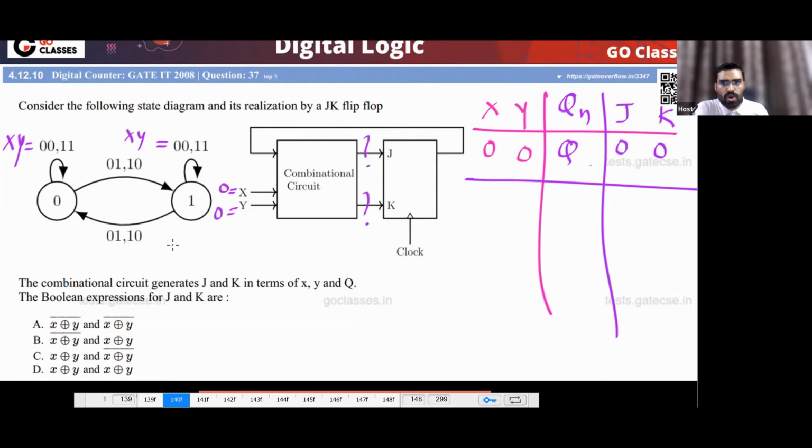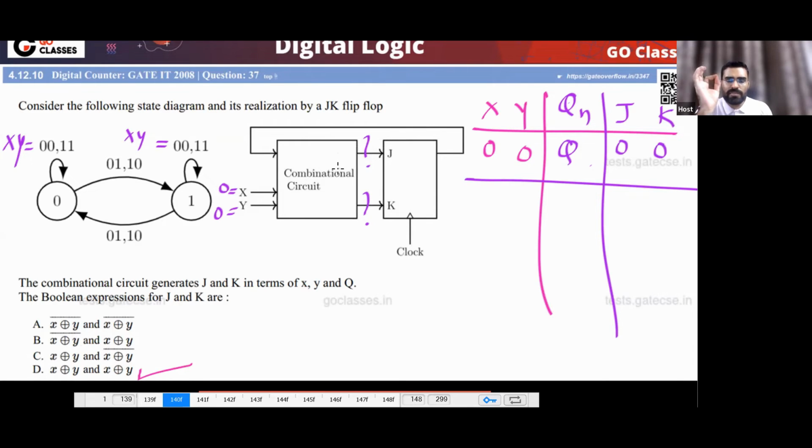So which option is gone? If I apply x0, y0, then state should not change. It means this j must be 0, this k must be 0. So which option is gone? All the other options are gone. Answer will be option D. Yes or no? Can you notice all other options are gone?